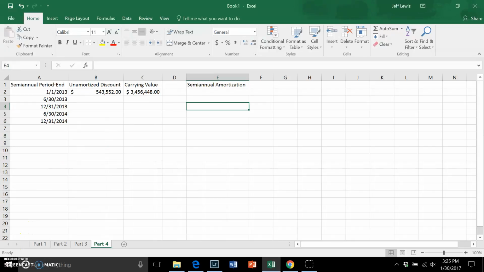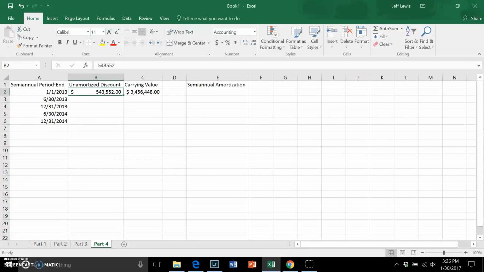This is part 4 of problem 10.2a, and it says prepare the first 2 years of an amortization table like exhibit 10.7 using the straight line method. The straight line method is the easiest of the different ways of recording depreciation on a bond or on an asset, and we're going to show how that works here in the amortization table that we're going to create.